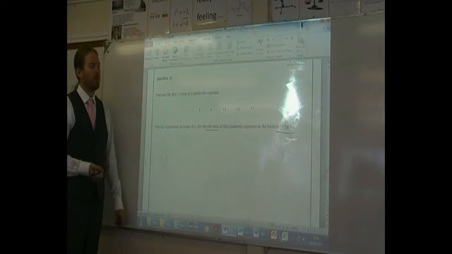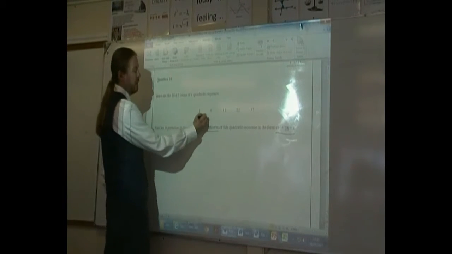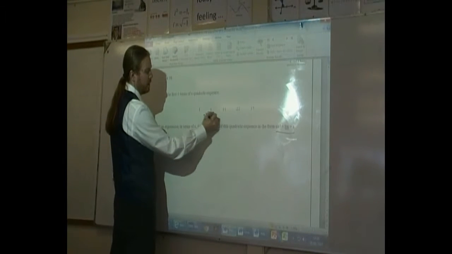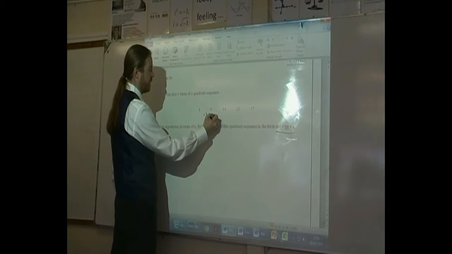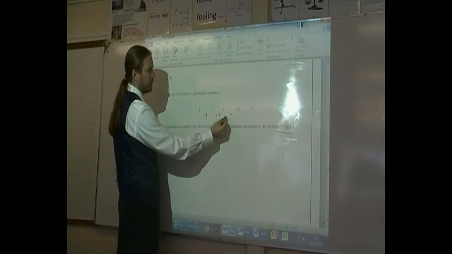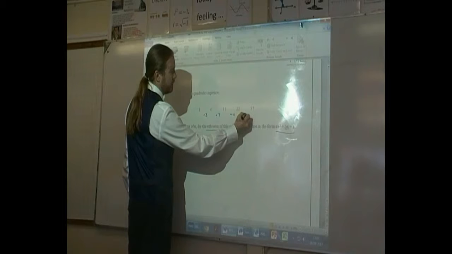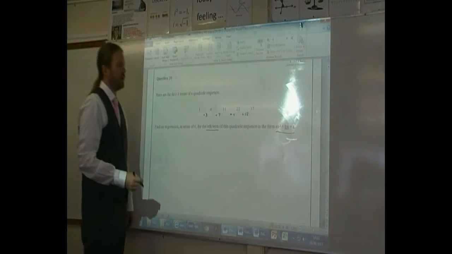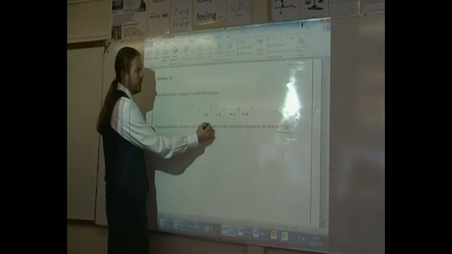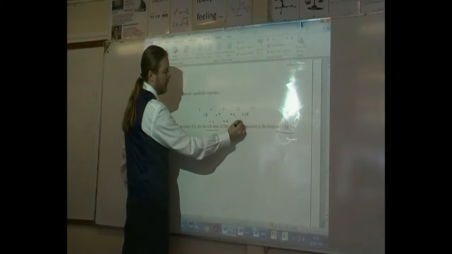So the first thing will be to try and work out what our difference is. So our first difference is going to be 3, because we're adding 3, and then we've got 7, and then we're adding 11, and then we're adding 15. So predictably you could work out what the next ones are, because if you look, the second level difference is that we're adding 4, and then we're adding 4, and then we're adding 4.